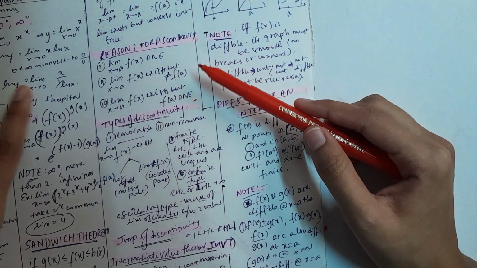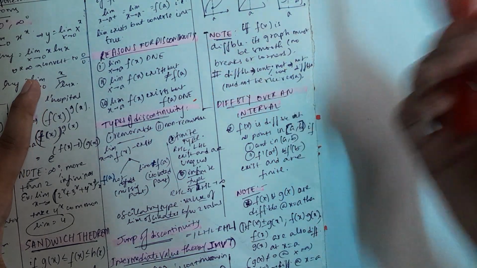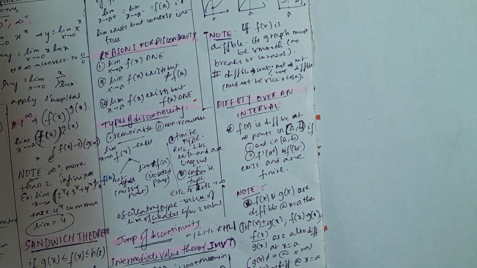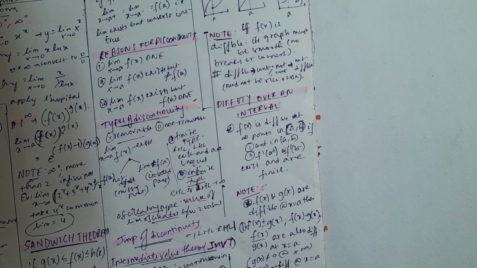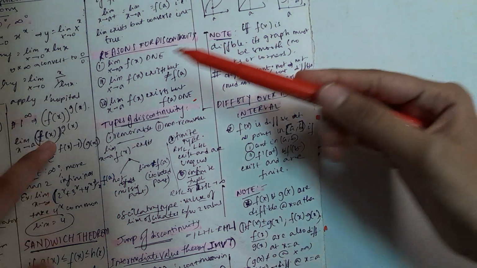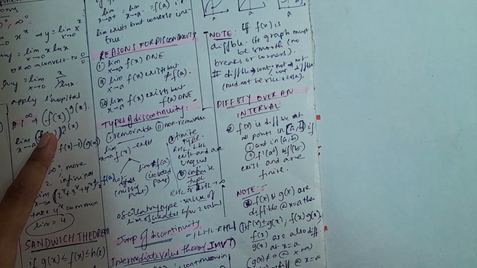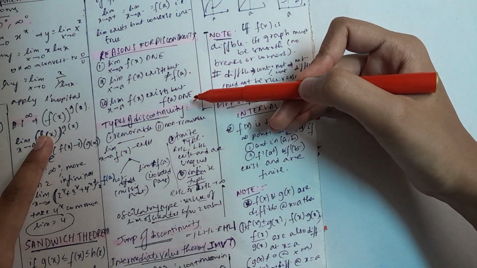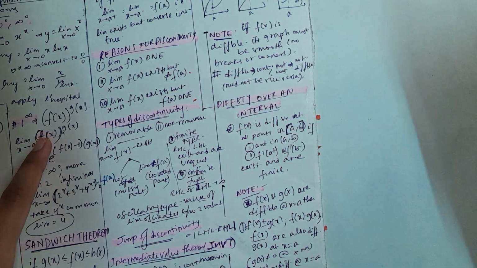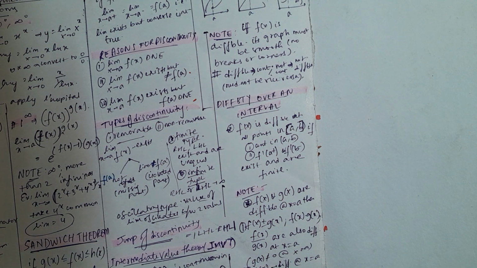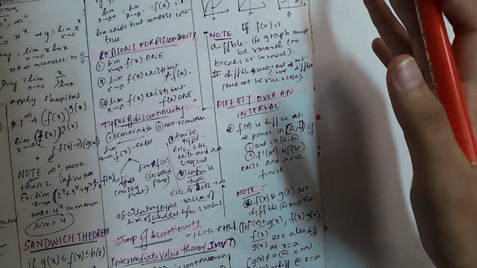Next, reasons for discontinuity. Obviously if the left hand limit or the right hand limit does not exist, the function will be discontinuous. If the limit exists but the function isn't actually defined at that point, then again it's discontinuous. If the limit exists and the value of the function also exists but they aren't equal, then also it is discontinuous.